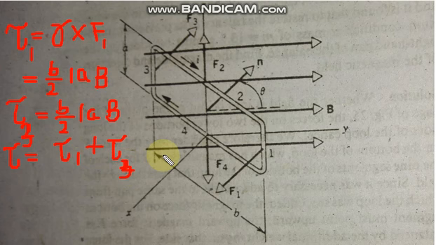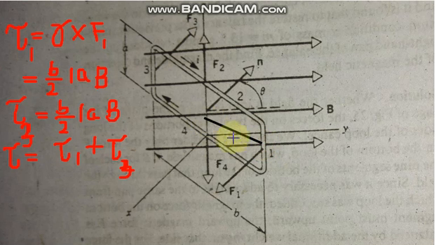So the basic formula for the torque acting on any segment is what? It is R cross F. R is the moment arm and F is the force acting on that particular line segment. So here, what is R? The perpendicular distance between this segment and the axis of rotation.